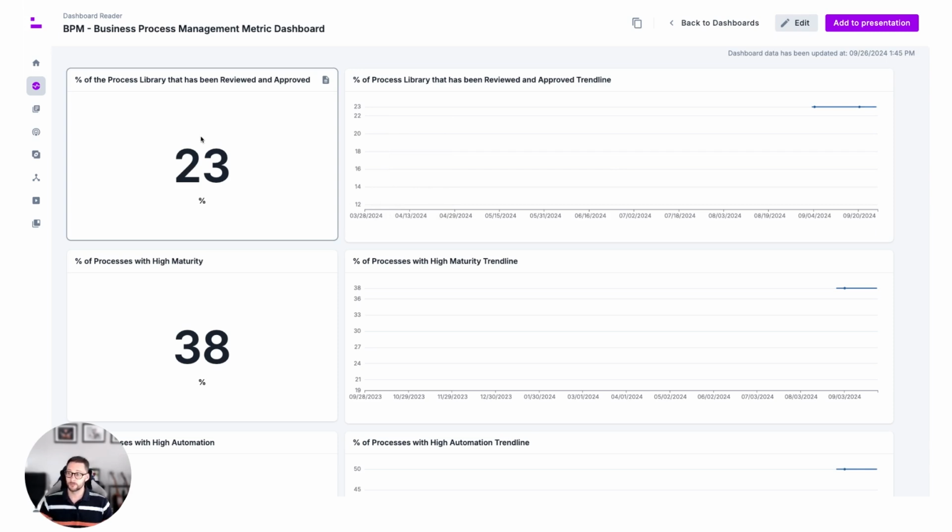And so, for example, here we have the percent of the process library that's been reviewed and approved, really highlights that we have a good understanding of what is taking place. We have had people that have logged in, mapped out the process, and certified that this has been reviewed and it's an approved process, so that the data is certified as accurate and gives us good confidence in the data that we have within Ardoq.